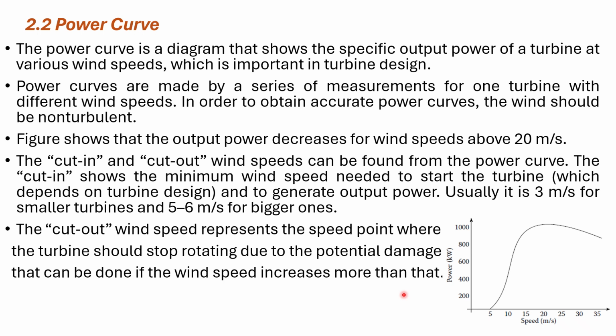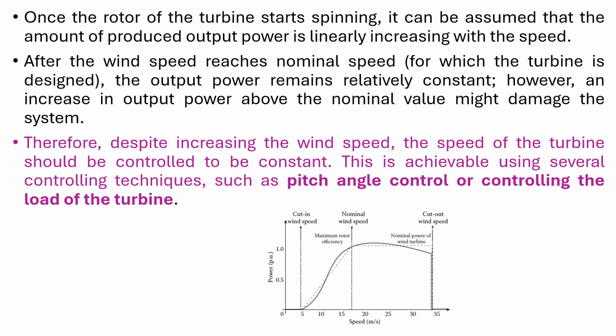The power curve can be divided into a few regions. These regions are represented in the figure here, separated by the cut-in, nominal, and cut-out wind speeds. Once the rotor starts spinning, it can be assumed that the amount of produced output is linearly increasing with the speed. See, it is increasing.